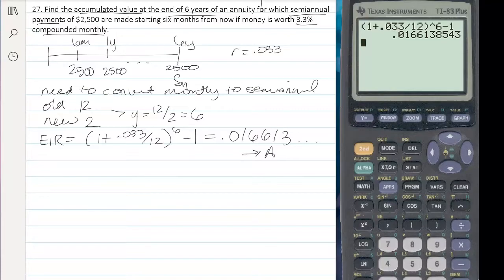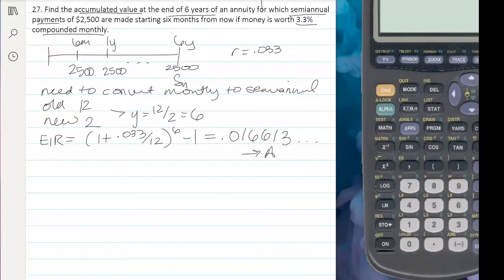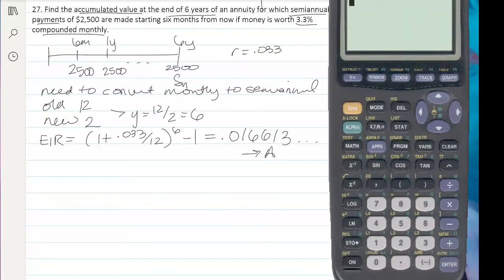So you hit your store button, which I'll show you on my calculator, it's right here, this STO button. I'm going to click STO, and then I'm going to store that answer as A. So now that's my A. That means next time when I recall it, I can just write A in there as my interest rate.